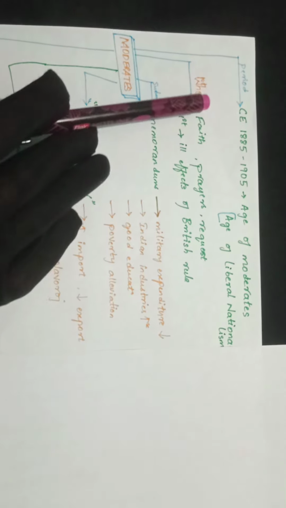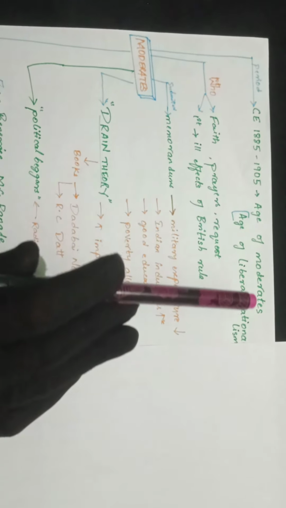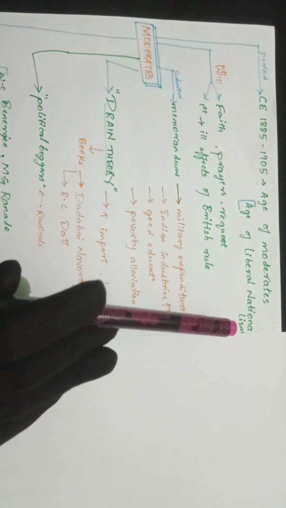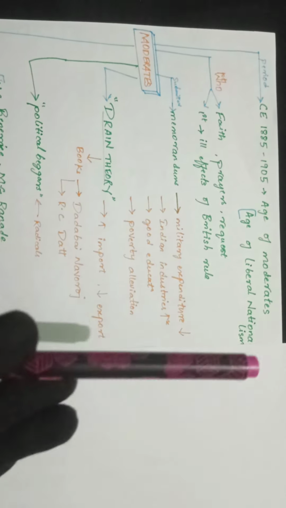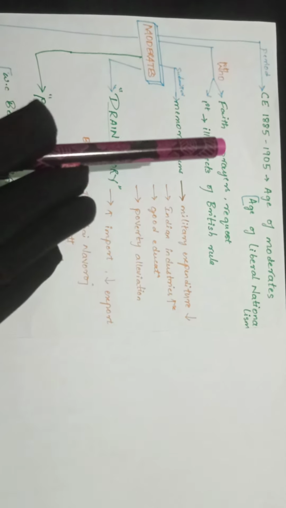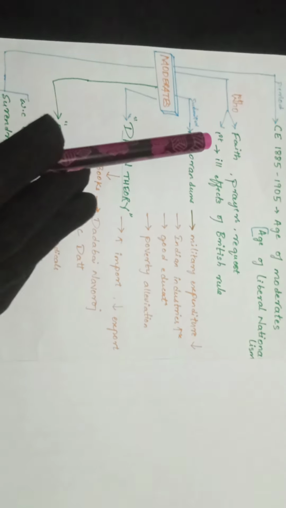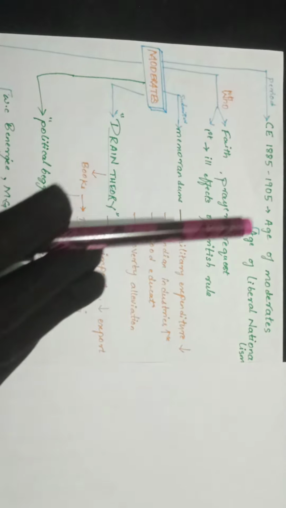What was the period of moderates? 1885 to 1905 is called the age of moderates. The age of moderates is also called the age of liberal nationalism. Just remember it like this only. In the exam it will come like this. Or you can say the 20 years after the birth of the Indian National Congress, which took place in 1885.